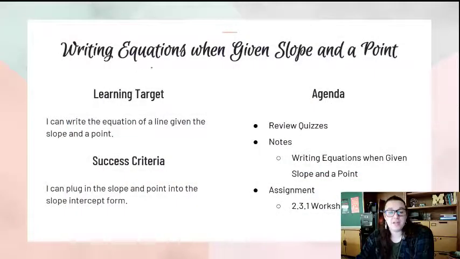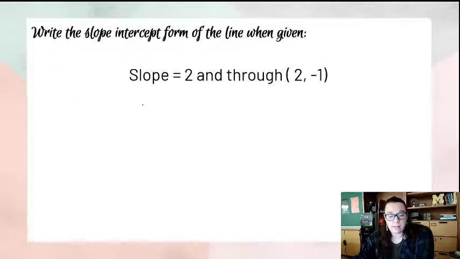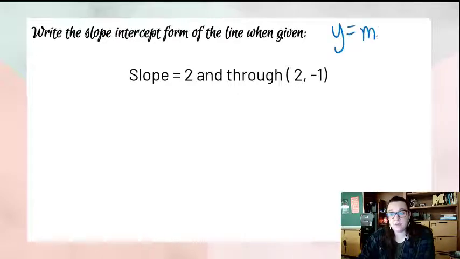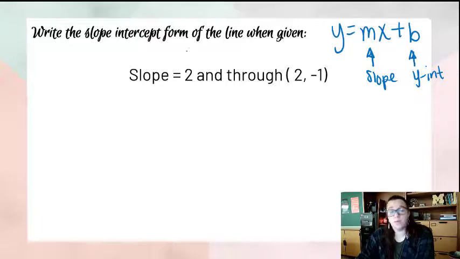Mrs. Traeger here. Today we're going to talk about writing equations when given slope and a point. So let's jump in. Our first problem has a slope of 2 and goes through the point (2, -1). Our goal is to write it in slope-intercept form, which, as a reminder, looks like this: y equals mx plus b, where m is the slope and b is the y-intercept. Hence it's called slope-intercept form.